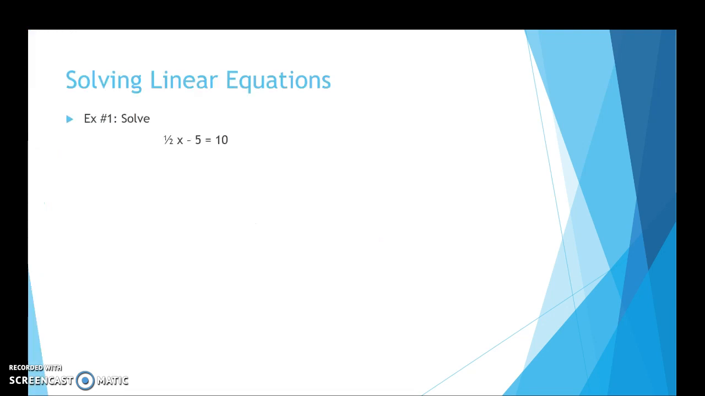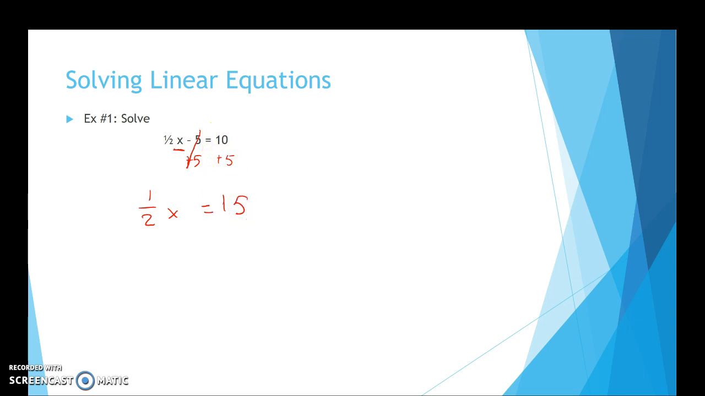First example here, it says solve, you have half times x minus 5 equals 10. You want to solve for x, you want to figure out the value for x, we want to get x all by itself. So, first step we're going to add 5 to both sides. On the left side, negative 5 and positive 5 cancel. So we have half x equals 10 plus 5 is 15.